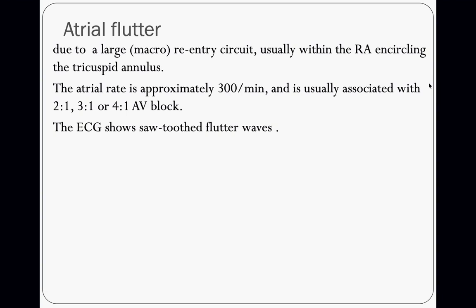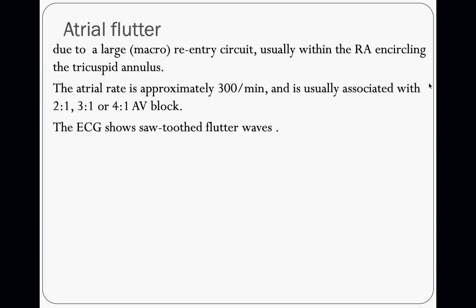What is the 2 to 1, 3 to 1, 4 to 1 AV block? As we stated previously, the myocardium cannot tolerate a high rate; there is a maximum limit for the work of the ventricle, which is 220 minus the age. So if the atria produce a rate of approximately 300 beats per minute, the ventricle cannot withstand this high rate.